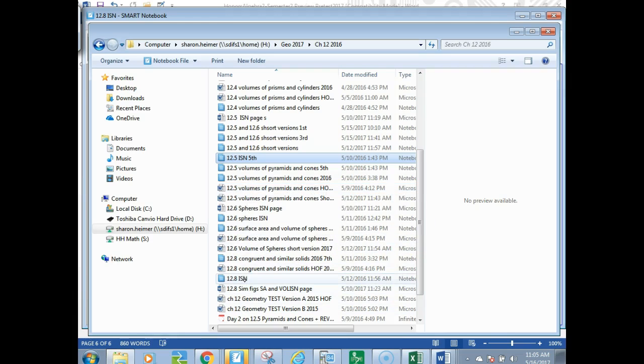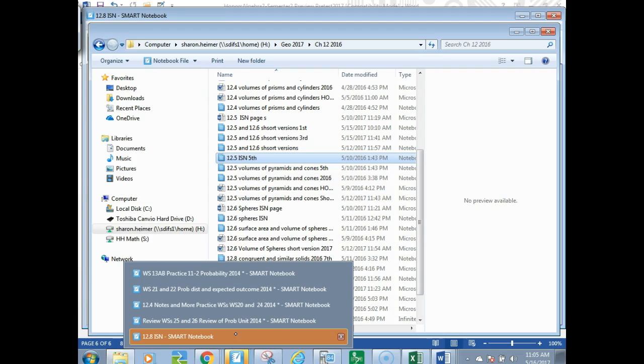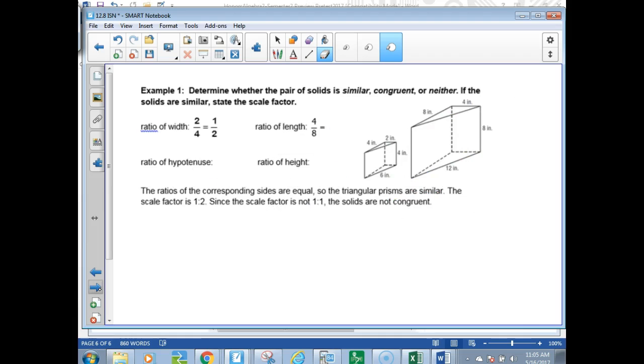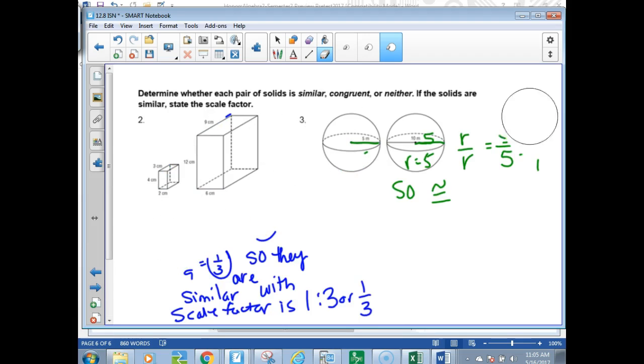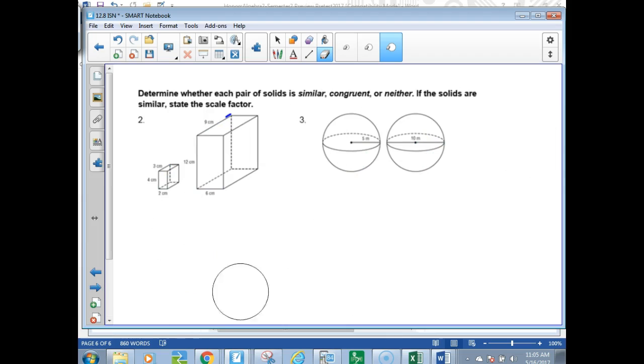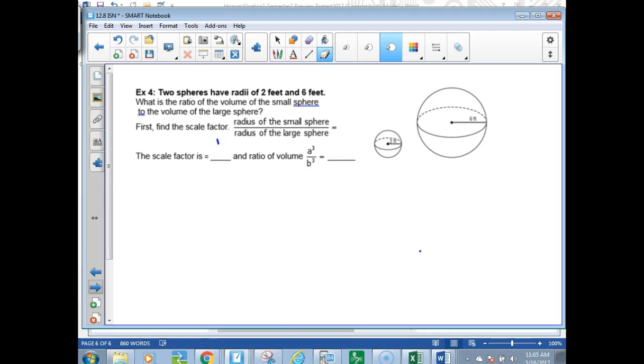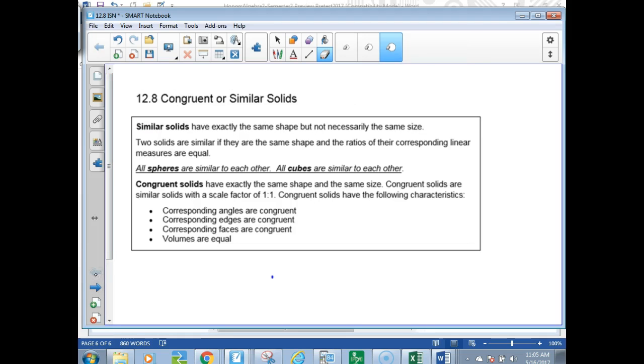And now we're going to go to the 12.8 ISN. All right, and that's the last one, isn't it? Our last thing in our ISN. That's what we're doing right now. Okay, 12.8 is about congruent and similar solids.